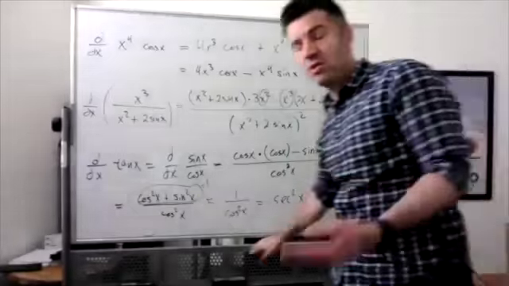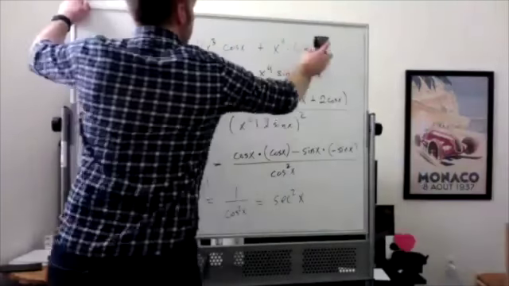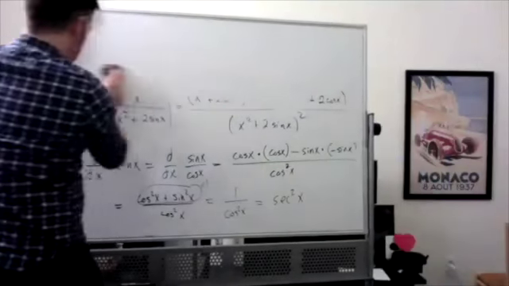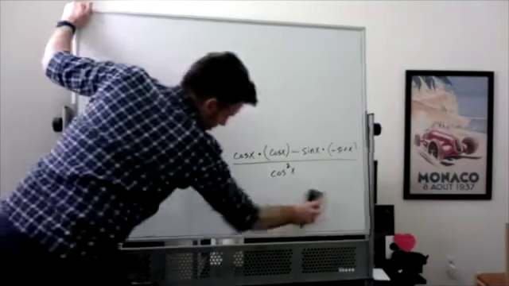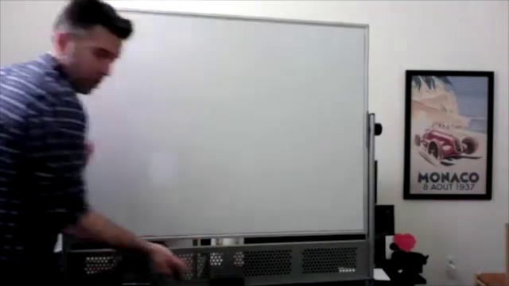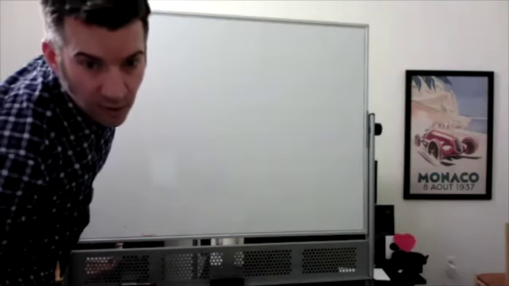Well, let's do the last two. The last two are actually, in some ways, easier than the tangent and cotangent. You don't really need to know that trig identity for these two.